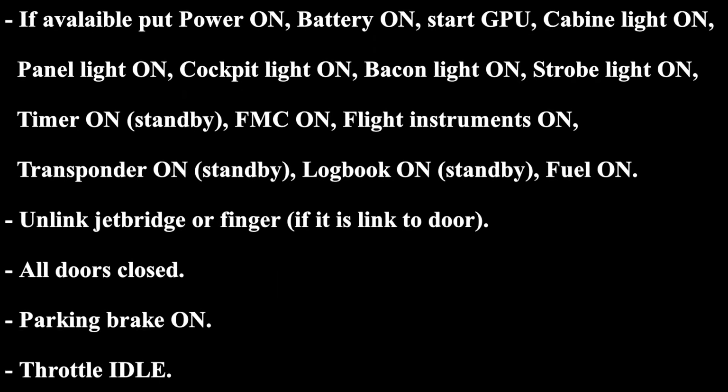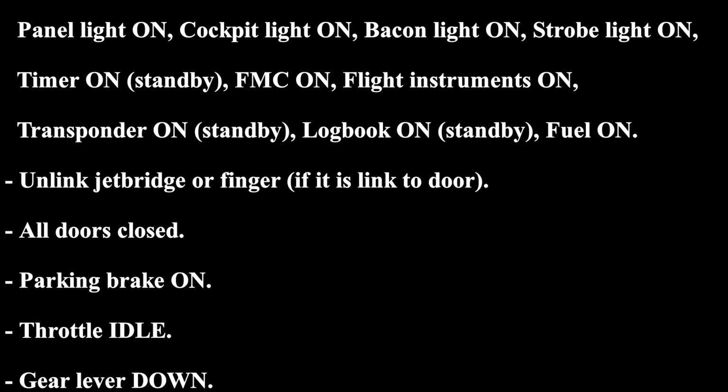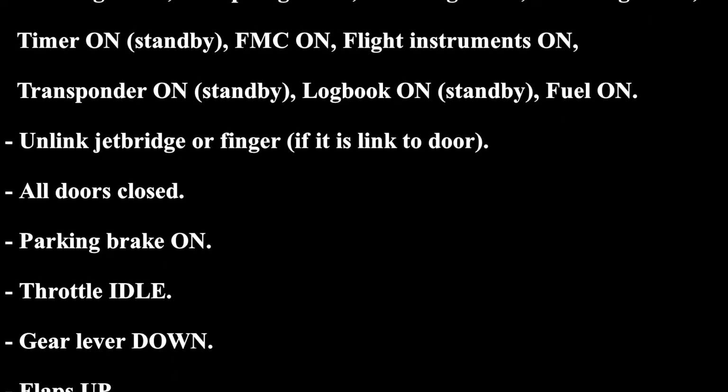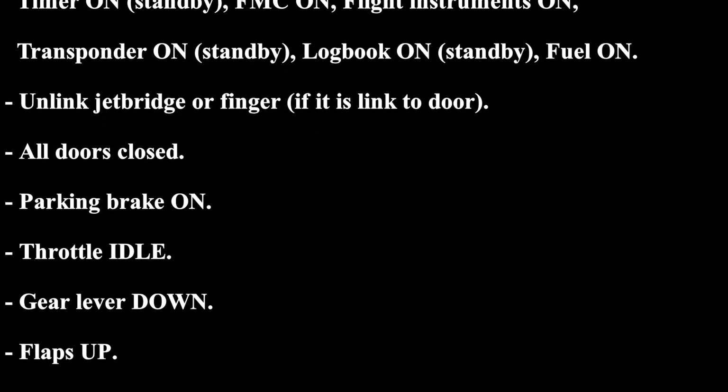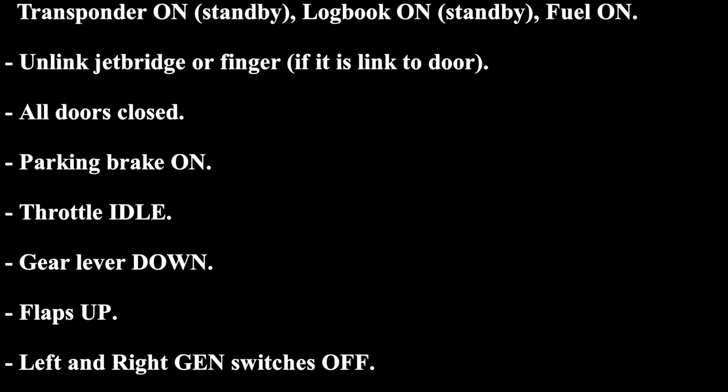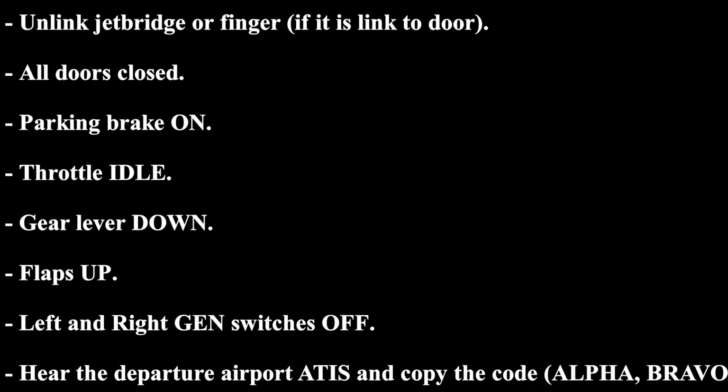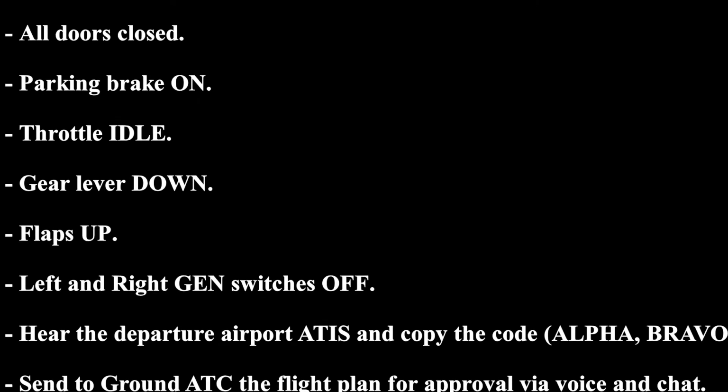Unlink jet bridge or finger, if it is linked to the door. All doors closed. Parking brake on. Throttle idle. Gear lever down. Flaps up. Left and right gen switches off.